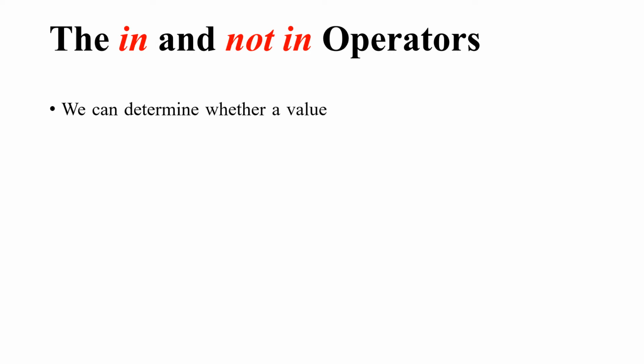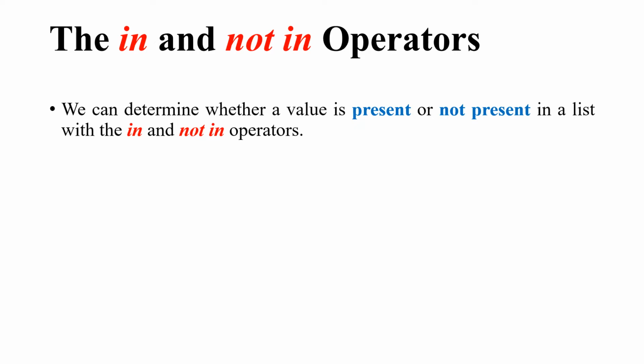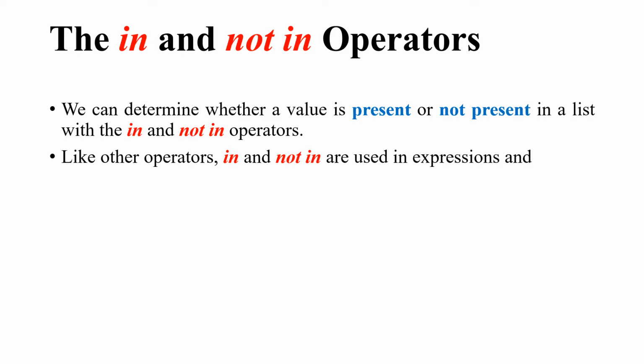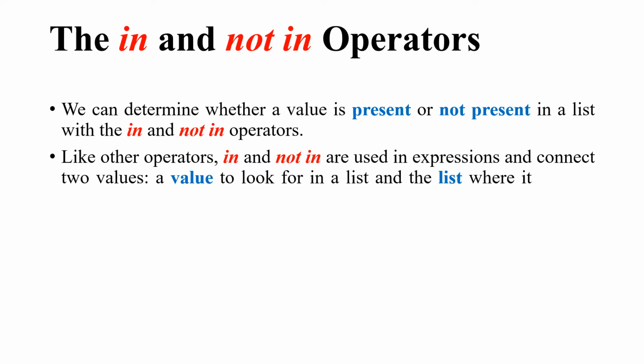We can determine whether a value is present or not present in a list with the in and not in operators. So basically we can check whether it is present or not present in the list using in and not in operators. Like other operators, in and not in are used in expressions and connect two values: a value to look for in a list and the list where it may be found. So basically we are interested in two things: one is the value and the other is the list.